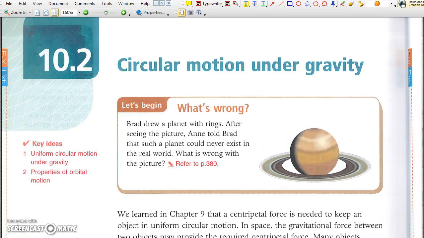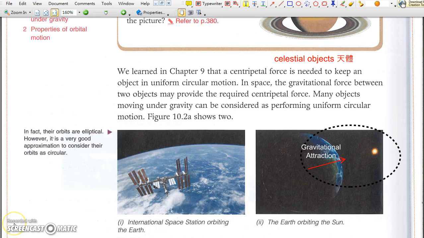10.2 Circular motion under gravity. Yes, we are back to circular motion. Due to gravitational attraction, many celestial objects such as the moon, the earth, or even the sun are performing their own circular motion.